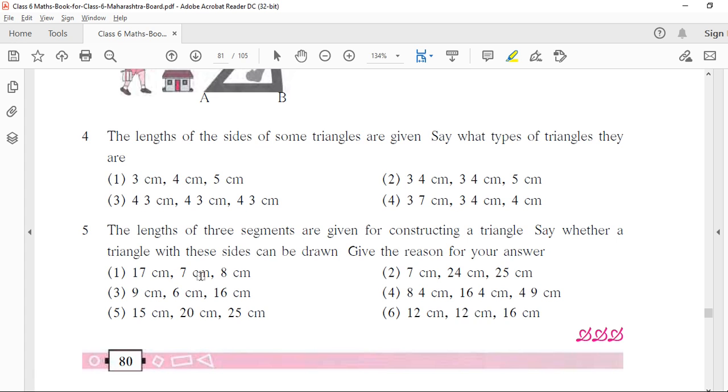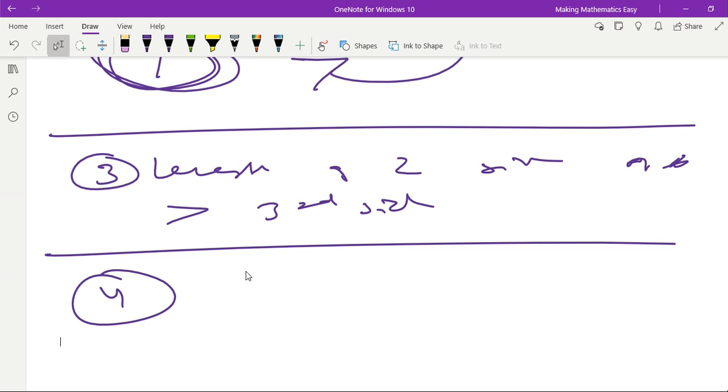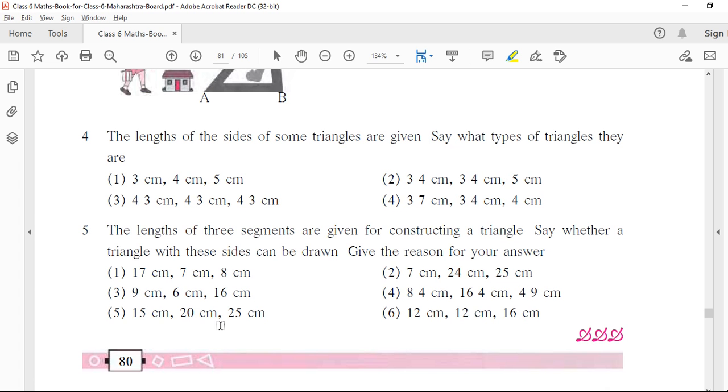So 17, 7 and 8. If you add 7 and 8, 7 and 8 is 15. So 15 should be greater than the third side, then only a triangle can be formed. Is 15 greater than 17? No. The third side should have been less than 15, then only we could have drawn a triangle. So in this case, we cannot draw a triangle. The reason you can mention is, since the sum of two sides is not greater than the third side, a triangle cannot be formed.